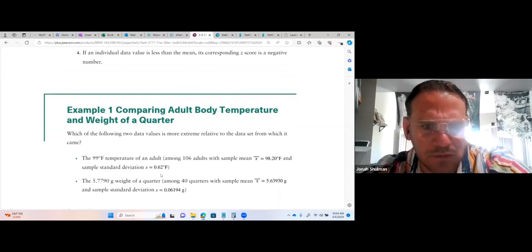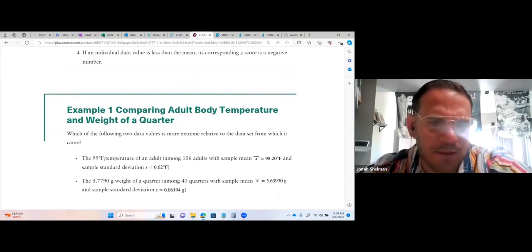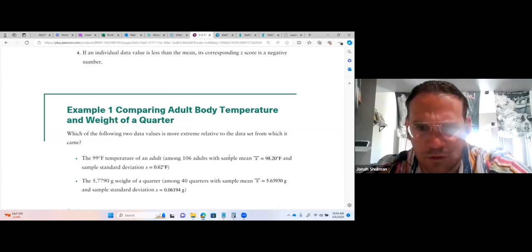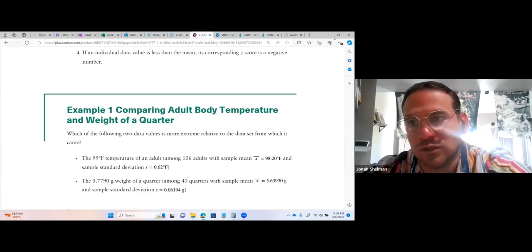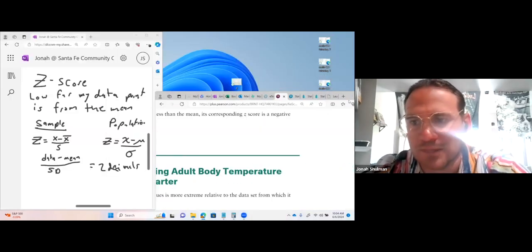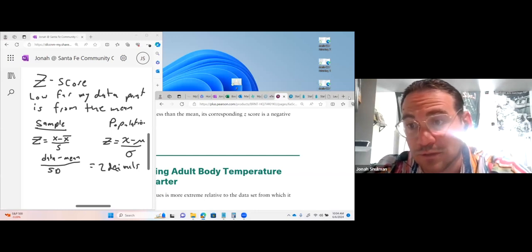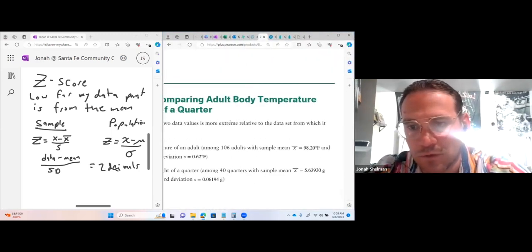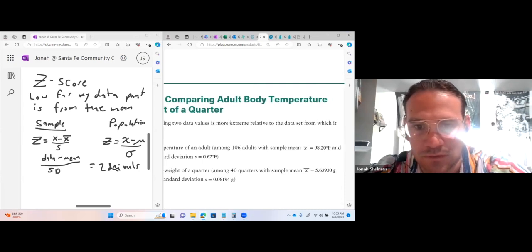Okay, we can do this one. If we have 99 degrees Fahrenheit for an adult, with a sample mean of 98.20 and a standard deviation of 0.62, which of the following is more extreme? So we're able to look at data from two different places at once and compare them. That's what the z-score does. It's like the critical value that we did before. We're just trying to compare two different things.